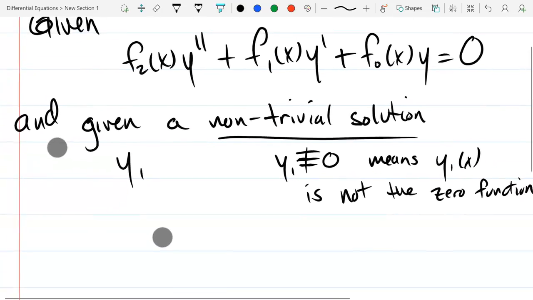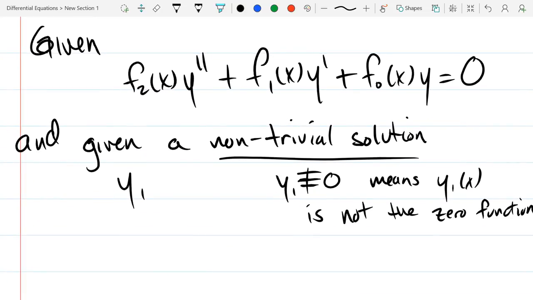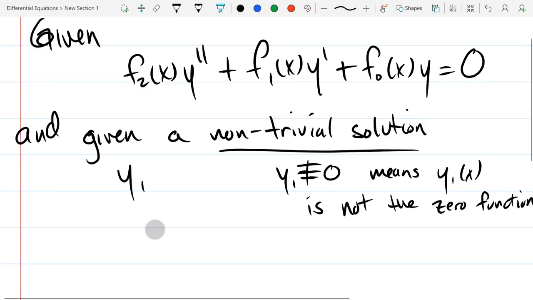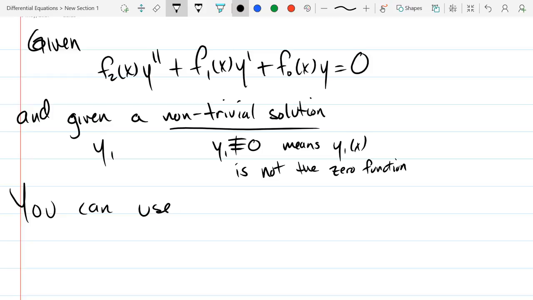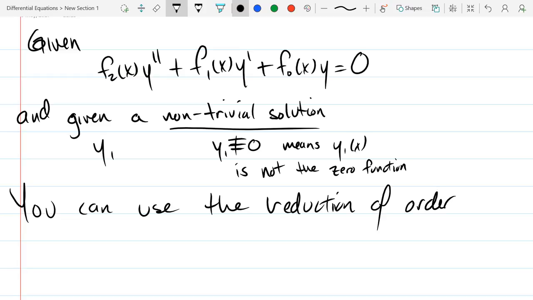All right, so we got a non-trivial solution. We were given the original ODE, and we're given for free a non-trivial solution. And what we're going to do is construct the other solution from this solution, and we're going to do it very carefully. It's called the reduction of order method. So if we know these two things, you can use the reduction of order method, which will provide a second solution.